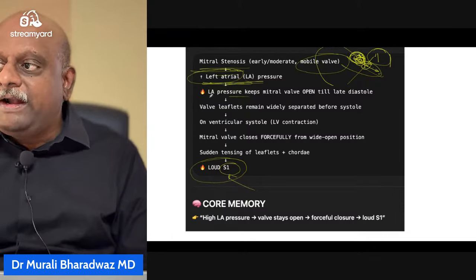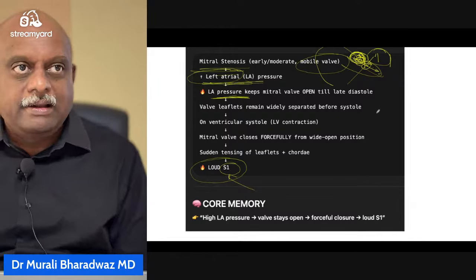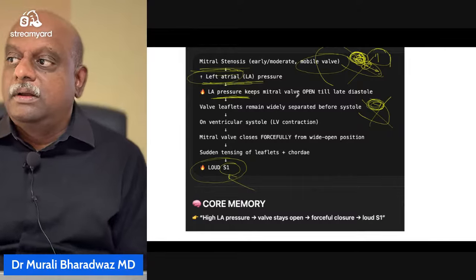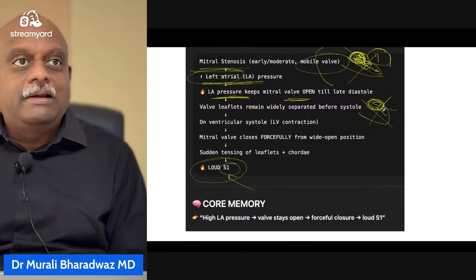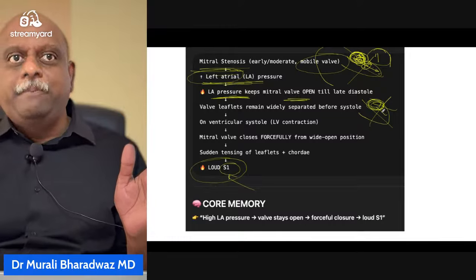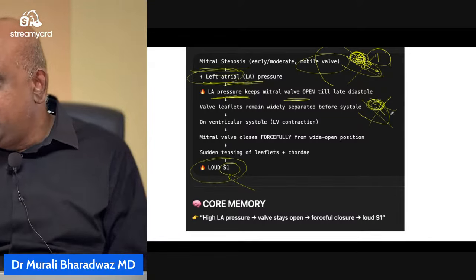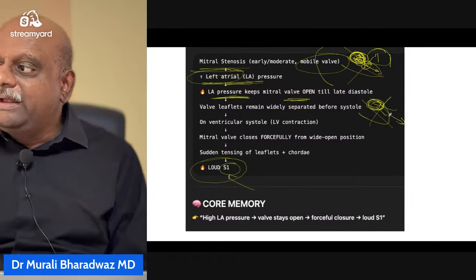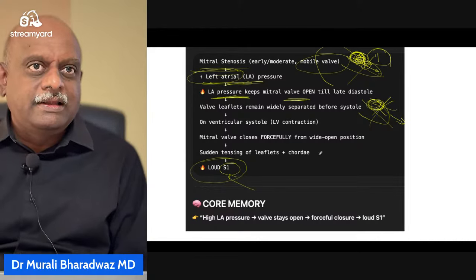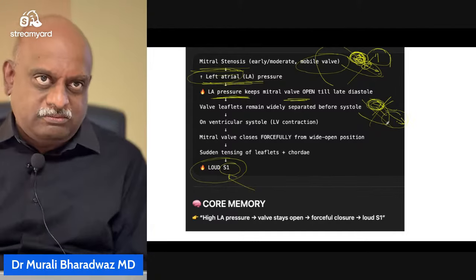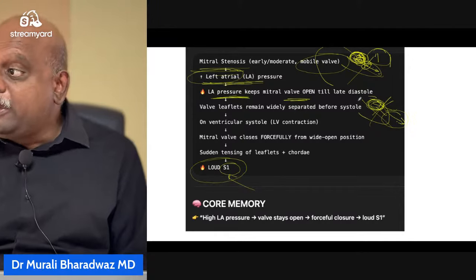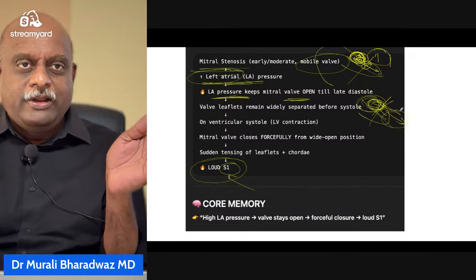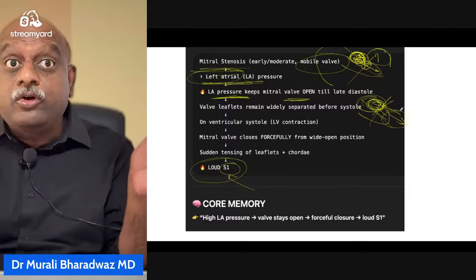And that high left atrial pressure will keep the mitral valve open for a longer period of time when the ventricle is filling. And when will the mitral valve close? After the ventricular filling is over, the mitral valve will close. But because of this high pressure, the valves are kept wide open throughout the diastole. So at the time of closure, they are wide open.